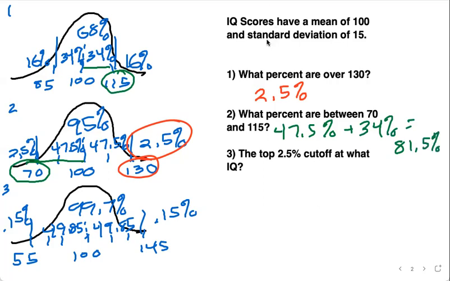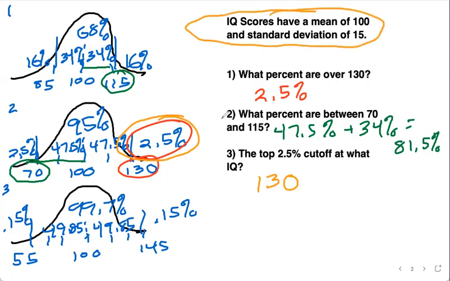What is the top 2.5% cutoff? Okay, so for this one, 2.5% is right here, and it cuts off at 130. So we're actually going backwards in that case, going from percent to the actual IQ value. They could ask any combination, but basically it would be divided amongst these three. The only difference would be what is provided in the beginning as far as the mean and standard deviation.